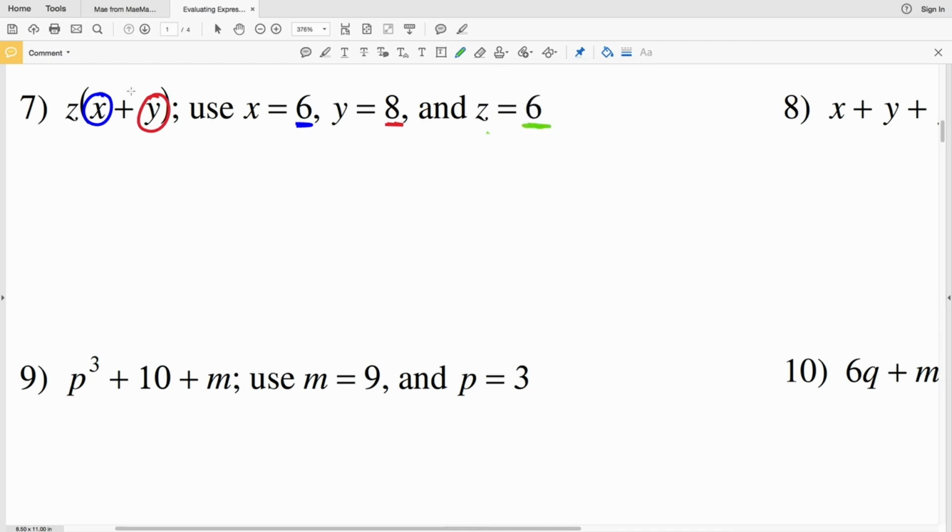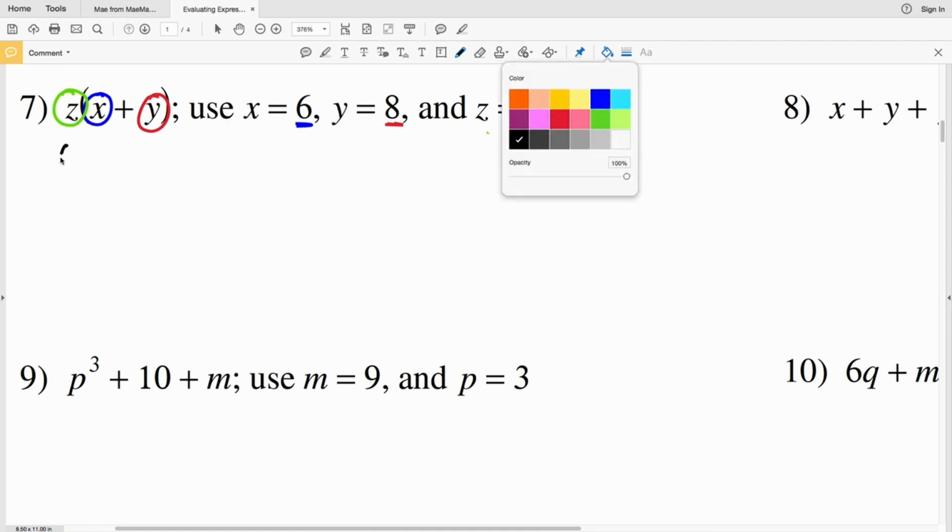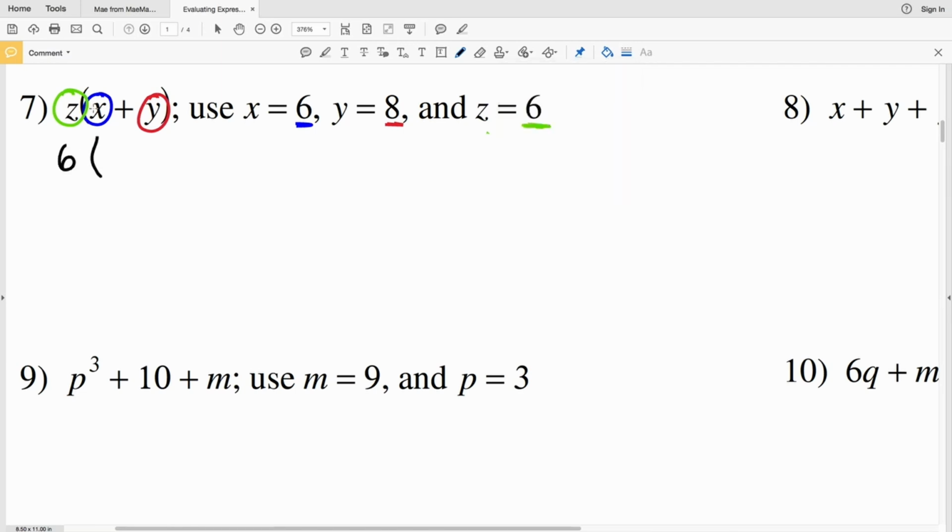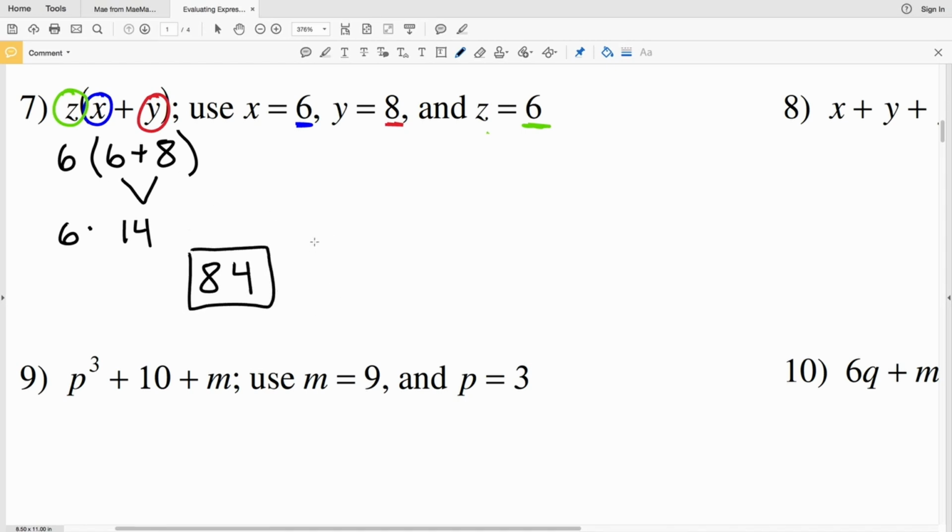Z is equal to 6, so we're plugging 6 in for z. So x and z actually have the same value. So we're going to do 6 times 6 plus y is 8. We have to evaluate what's in the parentheses first. So that's going to be left with 6 times 6 plus 8, which is 14. 6 times 14, when you do that out, you're going to get 84. So the answer to number 7 is 84.